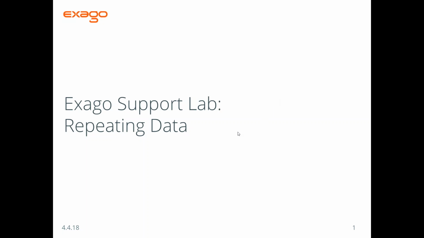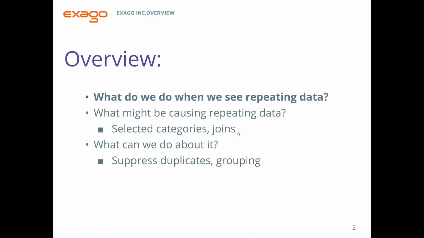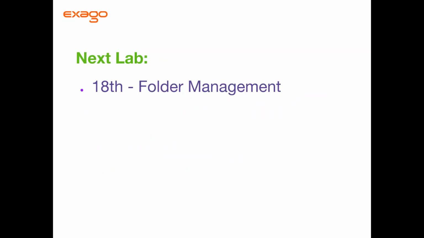And so to kick things off, repeating data. Why might we see repeating data, and what can we as report designers actually do about it? Obviously, we don't need to see the same thing over and over again. So today we're going to talk a little bit about what might be causing those things, whether it's the given categories we've selected for a report, potentially some join criteria, and then what exactly we might be able to do about it. We'll talk a little bit about some of our duplicate suppression options, and we're going to look at some grouping pieces as well.